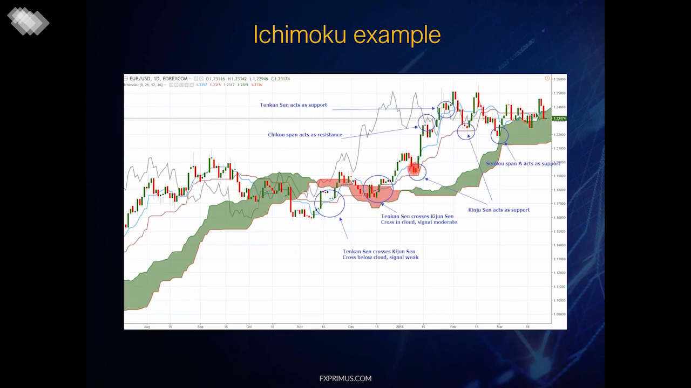For example, here we see the Kijun Sen acting as a support, okay, on this level and at this level. On this level, we see Senkou Span A acting as a support, and on those two tops, we'll see the Chikou Span acting as a resistance and the Tenkan Sen acting as a support as well. Okay, it's a very useful indicator, but as I said, quite complex.